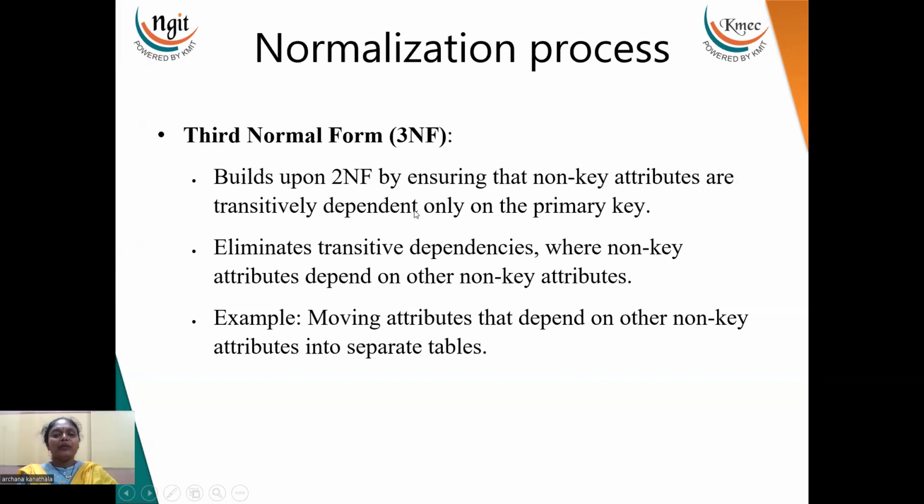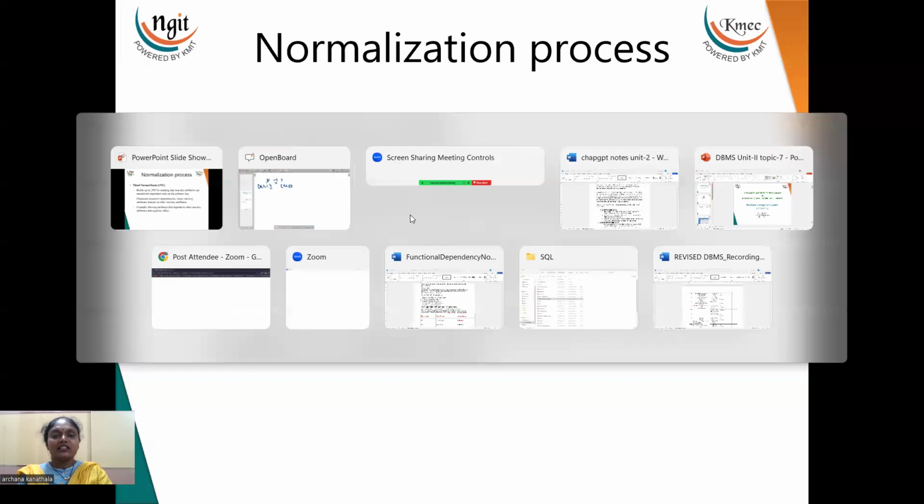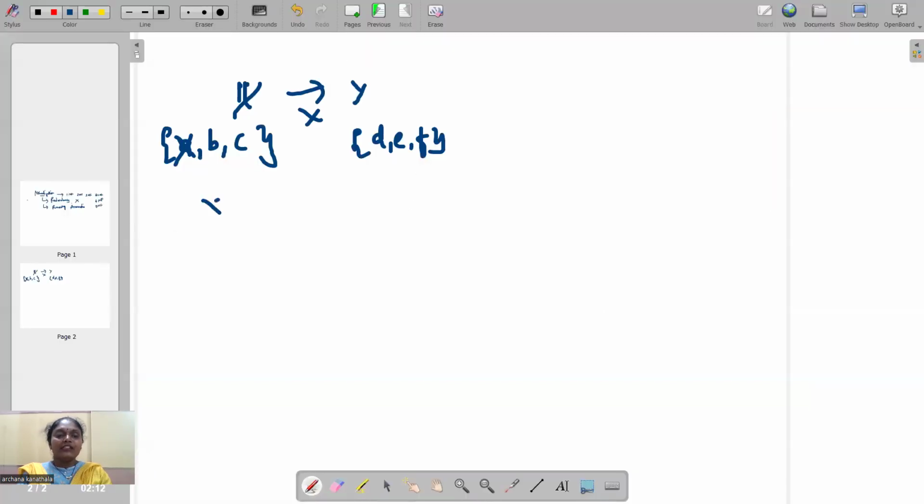So now, what do we mean by transitive dependence, which we have already discussed here? When X is a group of attributes and Y is another set of attributes, when X determines Y and when Y determines Z, logically we can conclude that X determines Z here, right? So this is a transitive property that holds here.